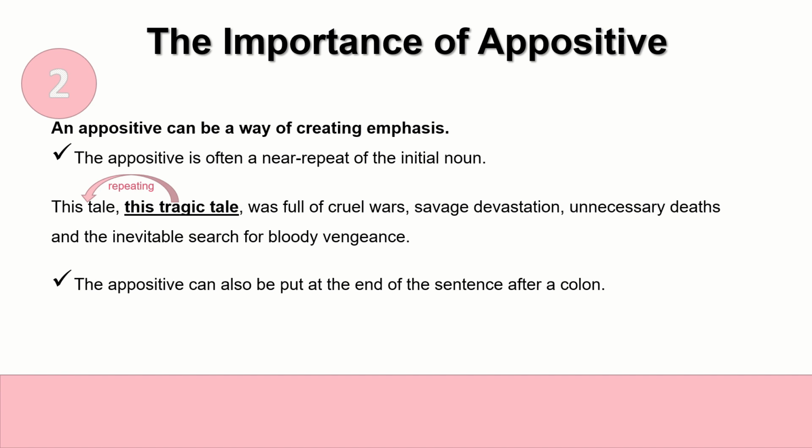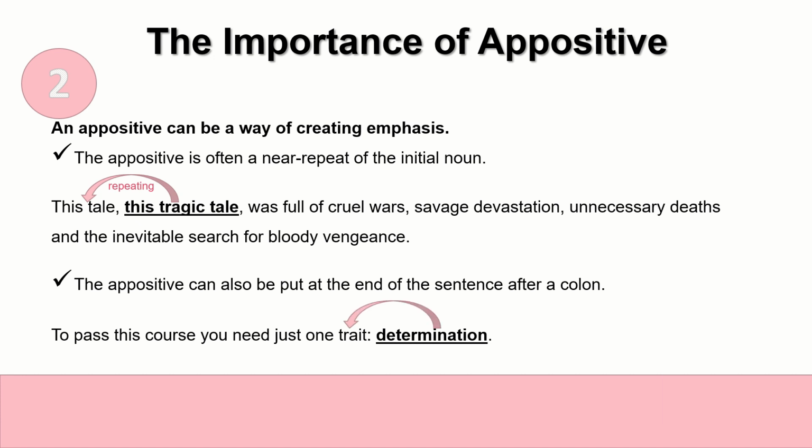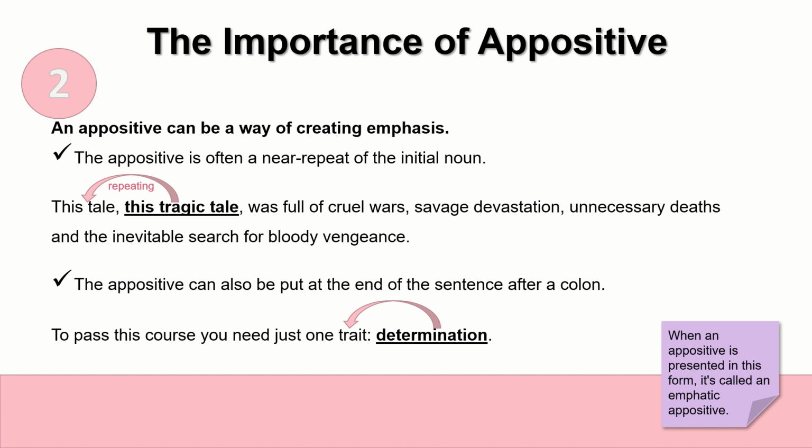The appositive can also be put at the end of the sentence after a colon. To pass this course, you need just one trait: determination. After the colon, you put the appositive, and the appositive describes what that one trait is. And when an appositive is presented this way, it's called an emphatic appositive.